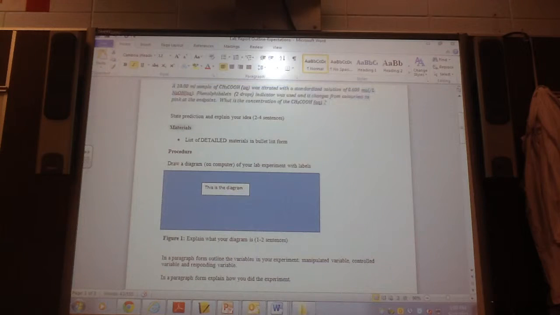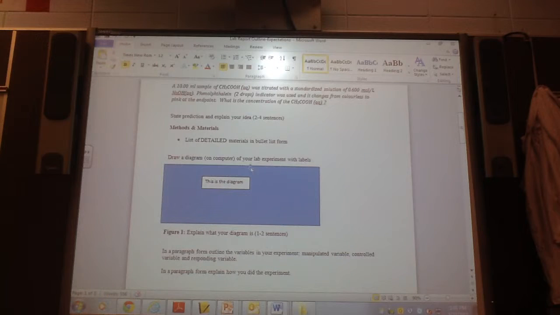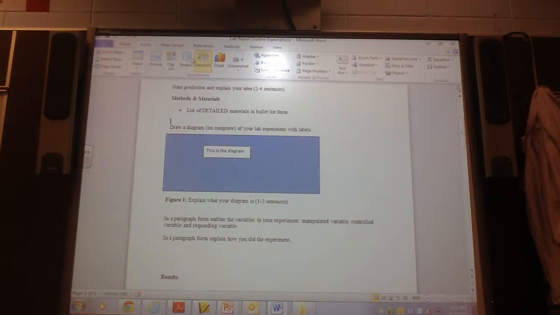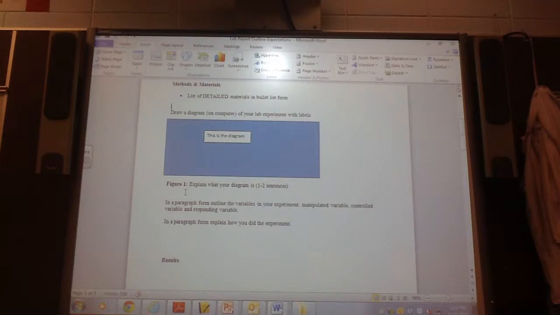Oh, materials. I wanted to change this actually to methods and materials. And that you give a list of your detailed materials in bullet form, and then you draw a diagram on your computer. You don't print it off and draw it in with your hand, okay? So you're gonna have to manipulate, like you could put in different shapes of things, okay? And you're gonna have to draw it yourself. Then you say figure 1 and explain what your diagram is.